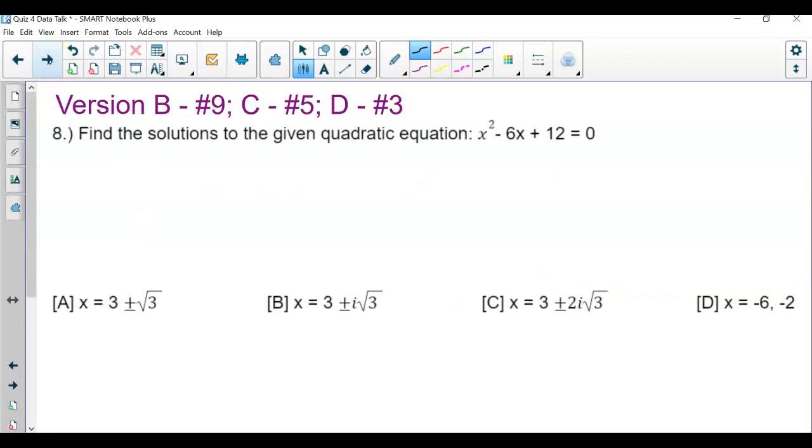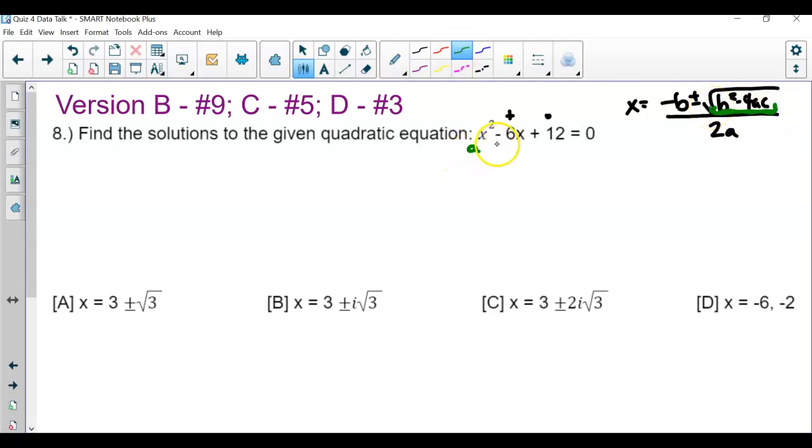Question number 8. Notice how here, if you went and tried to solve this by factoring, there are no two factors that multiply to get you 12 and add to get you negative 6. So I'm going to go ahead and do the quadratic formula, which is x is equal to negative b plus or minus the square root of b squared minus 4ac all divided by 2a. So I'm going to first focus on the discriminant. I'm going to see if we need i in our answer.